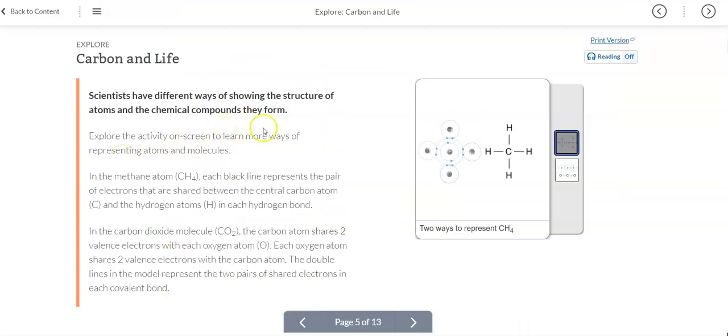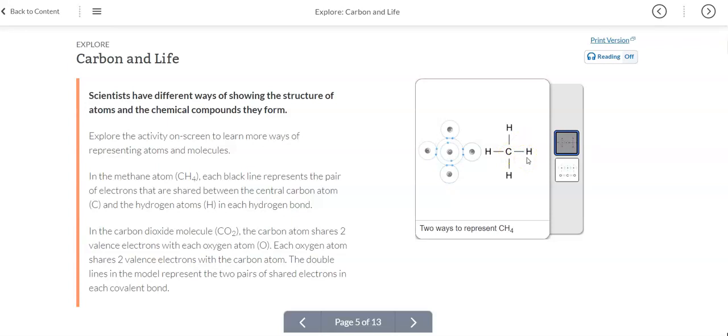Scientists have different ways of showing the structure of atoms and the chemical compounds they form. In the methane molecule, CH4, each black line represents the pair of electrons that are shared between the central carbon atom and the hydrogen atoms in each hydrogen bond.